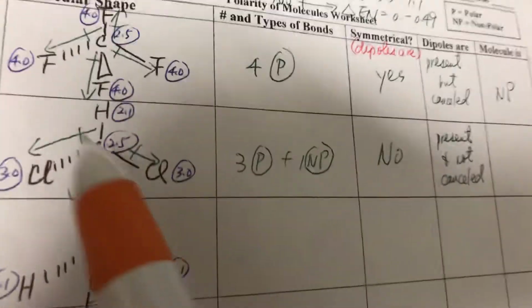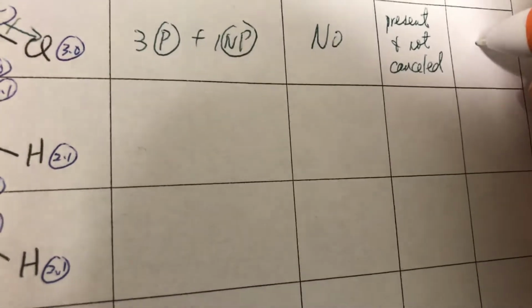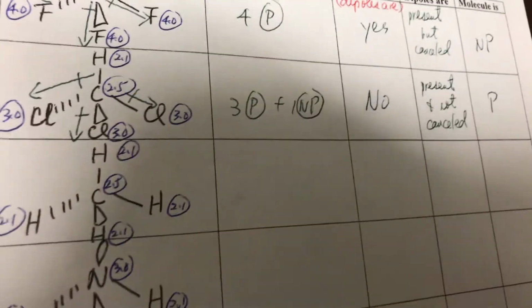If they're not cancelled, that means these dipoles are here, then it will be polar. That molecule will be a polar molecule because I do have a winner. The dipoles are there. Letter C, CH.